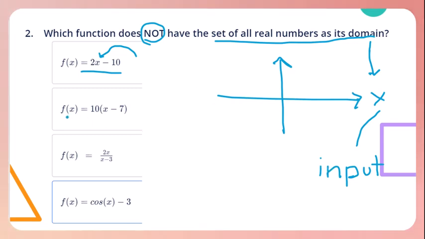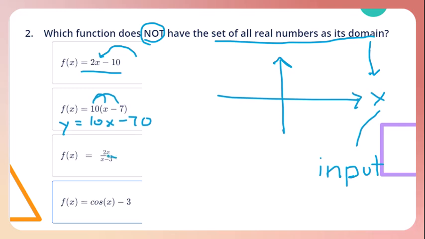We also have y equals, we'll distribute this 10, and this becomes 10x minus 70. This is still a linear equation. Change f of x to y. So we still have a linear equation. So this has all real numbers as its domain.